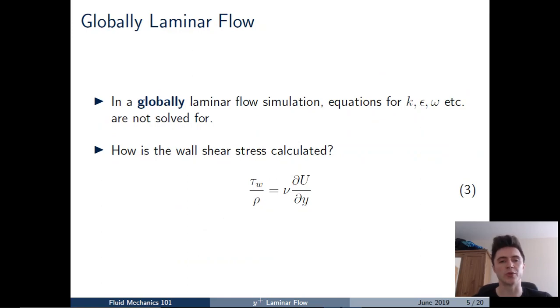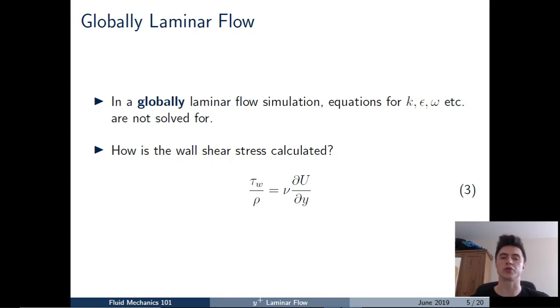So what I'm going to start with today is talking about globally laminar flow. A globally laminar flow is where we set up our CFD simulation and we don't solve any equations for turbulence. So that means k, epsilon, omega, or whatever turbulence quantity we choose, we're not solving turbulence equations for those quantities. And that means that globally, throughout the entire domain, the flow is considered laminar.